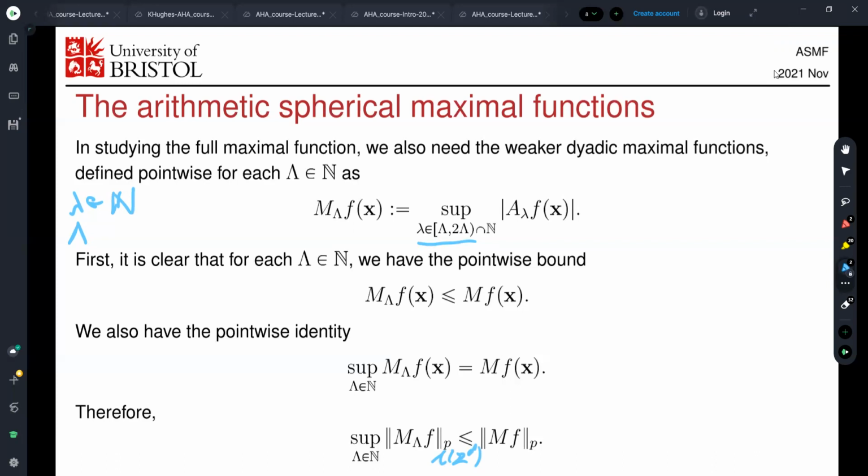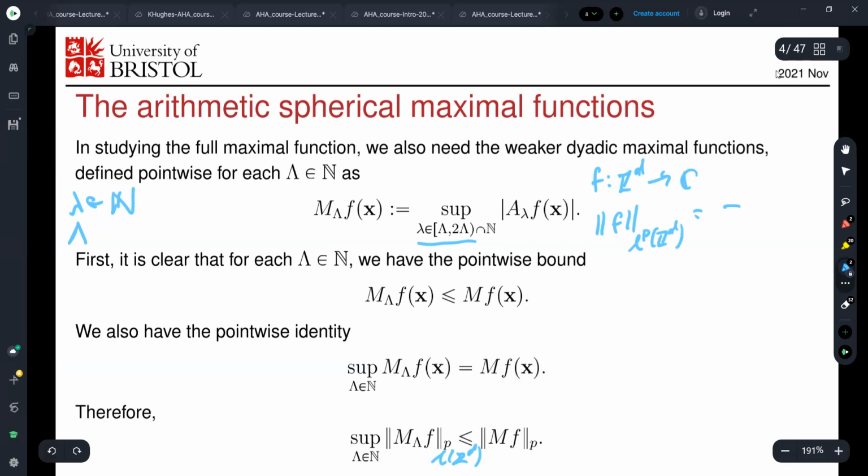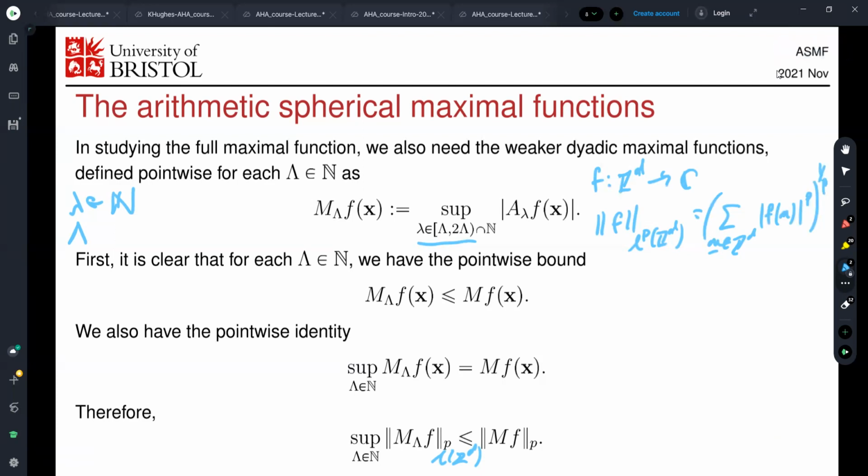So just to be precise, I'll write out what the LP norm is. If I have f, which goes from Z^d to C, then the little LP norm of f is just the sum over all the points in Z^d of |f| at those points to the pth power, and then you take the 1 over pth power. That's the little LP norm on Z^d. And of course, the little LP space is all the complex valued functions on Z^d which have a finite LP norm.